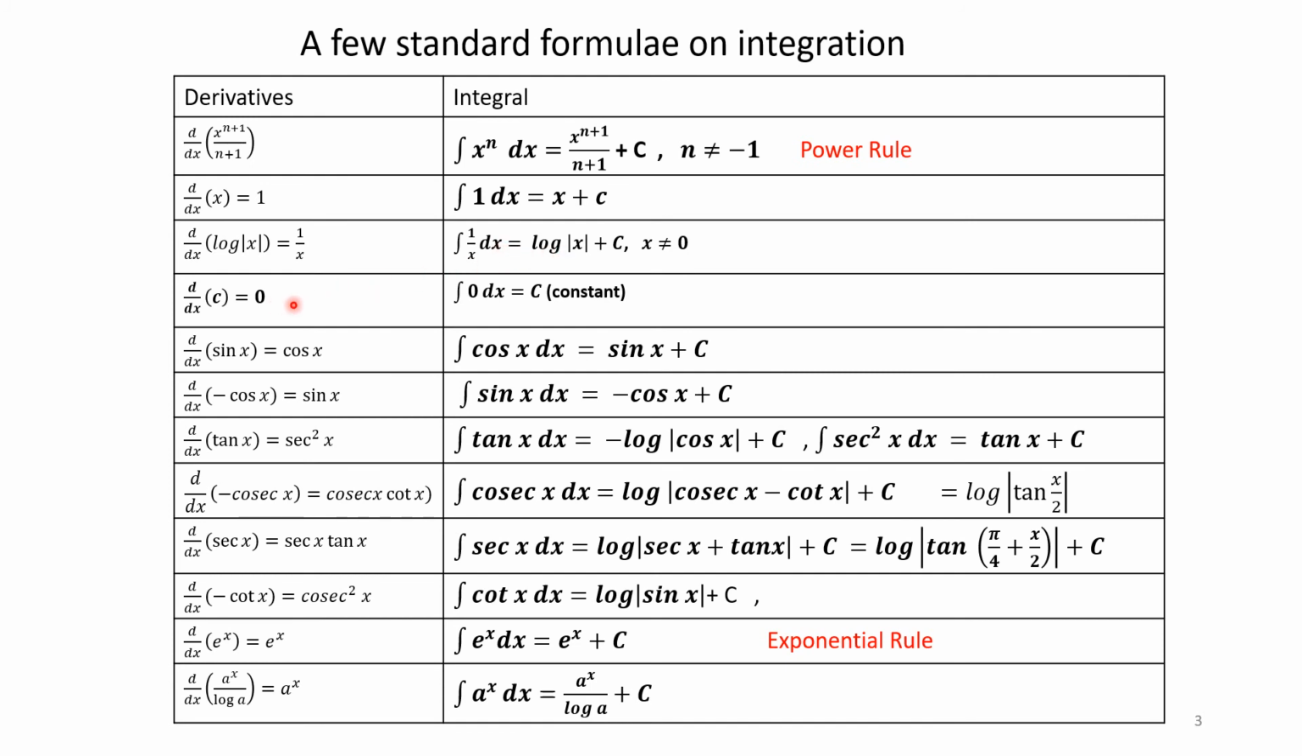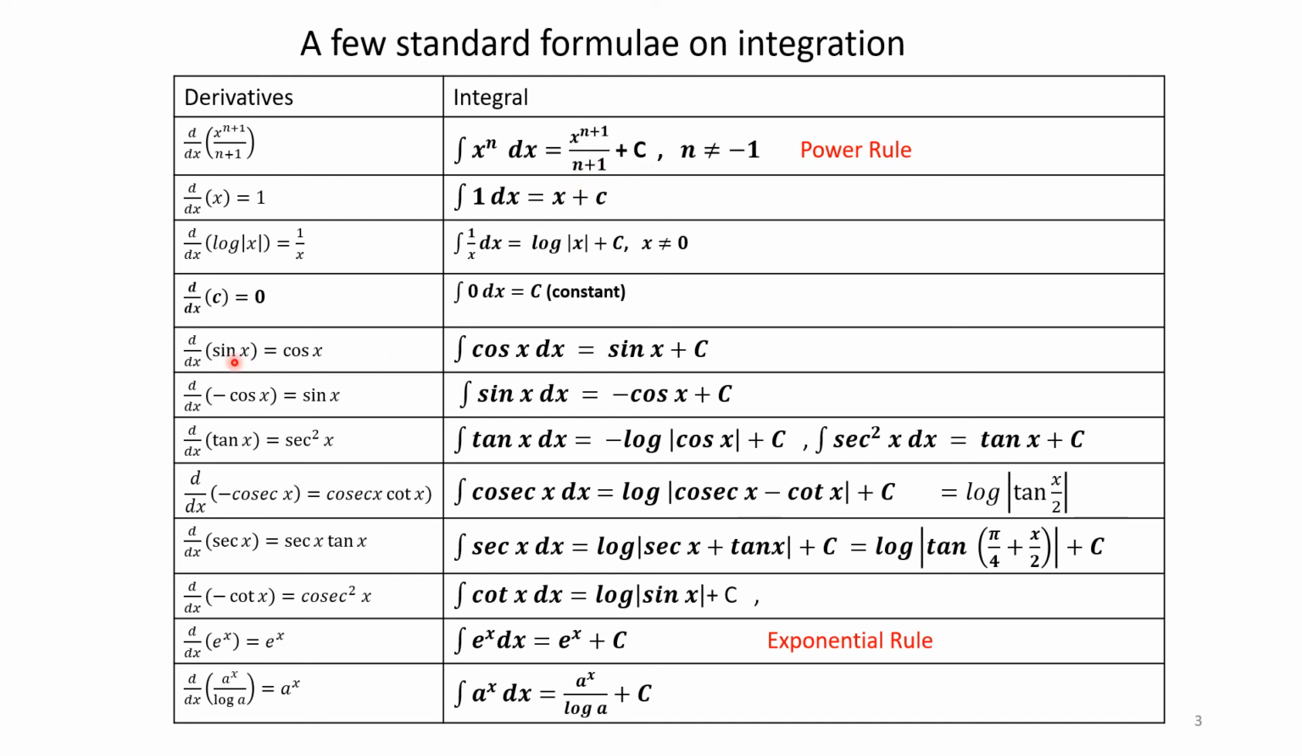If x becomes 0, then it is not defined. Then d by dx of c is equal to 0. Therefore, integral 0 dx is equal to c, that is constant. Then, having defined the power rules, these are all power rules. This is called power rule. That is integral x to the power of n dx is equal to x to the power of n plus 1 divided by n plus 1 plus c is a power rule.